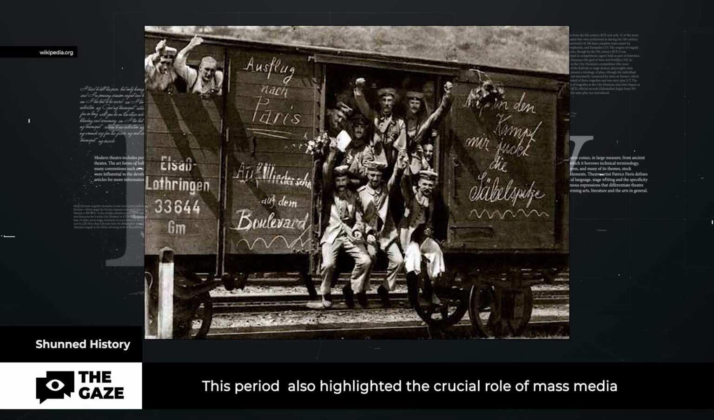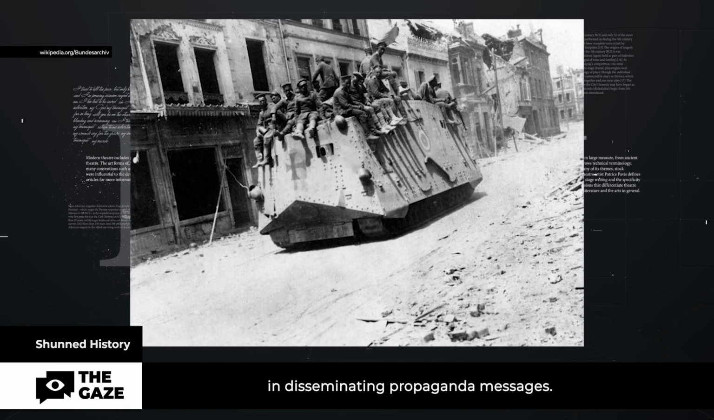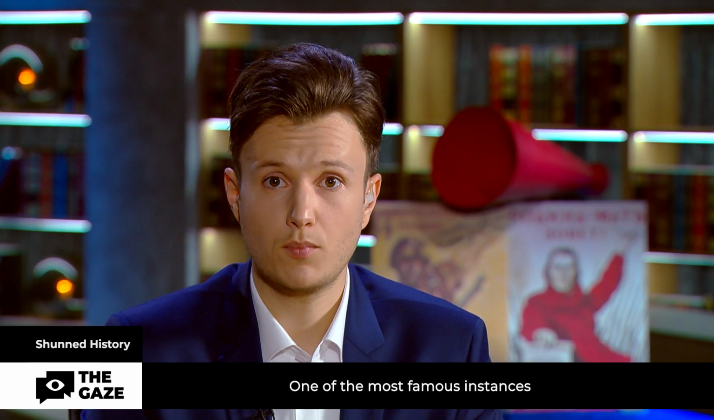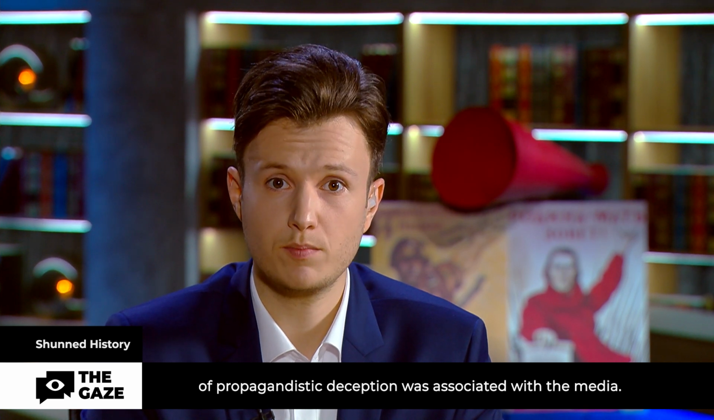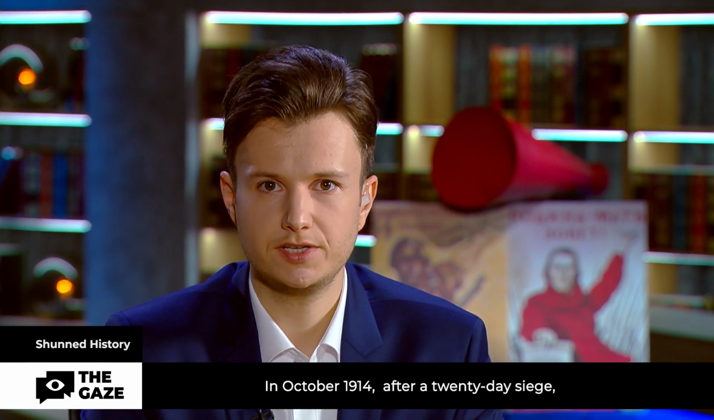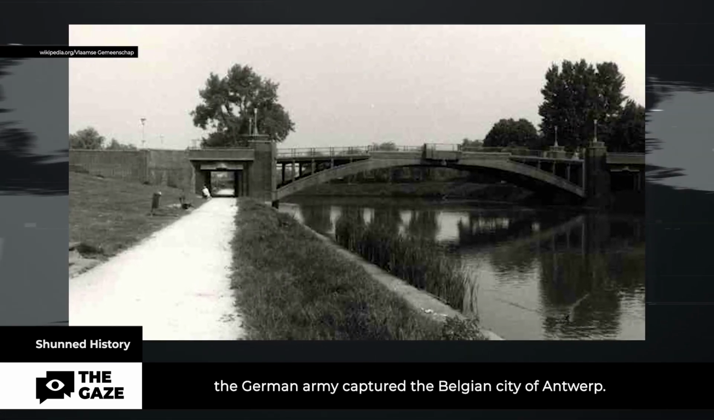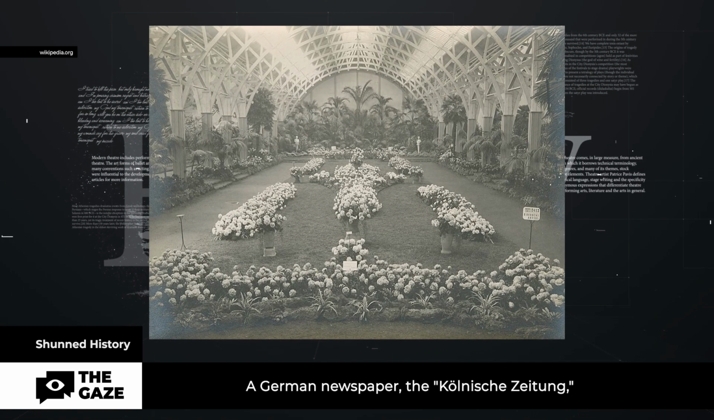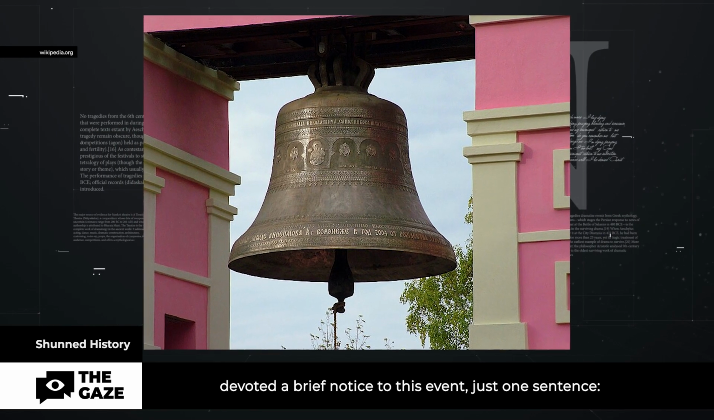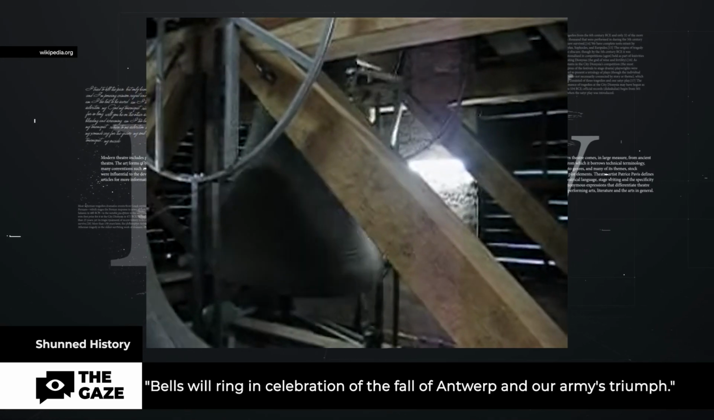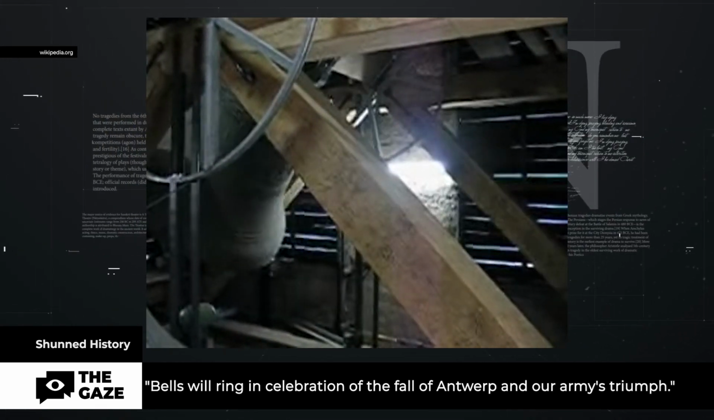This period also highlighted the crucial role of mass media in disseminating propaganda messages. One of the most famous instances of propagandistic deception was associated with the media. In October 1914, after a 20-day siege, the German army captured the Belgian city of Antwerp. A German newspaper, the Kölnische Zeitung, devoted a brief notice to this event. Just one sentence: "Bells will ring in celebration of the fall of Antwerp and our army's triumph."